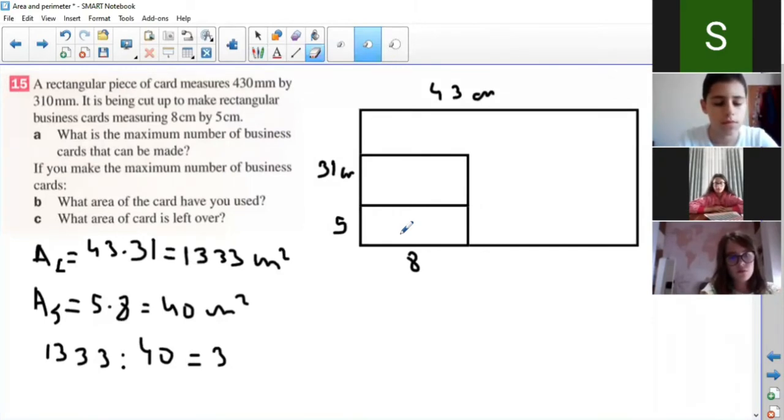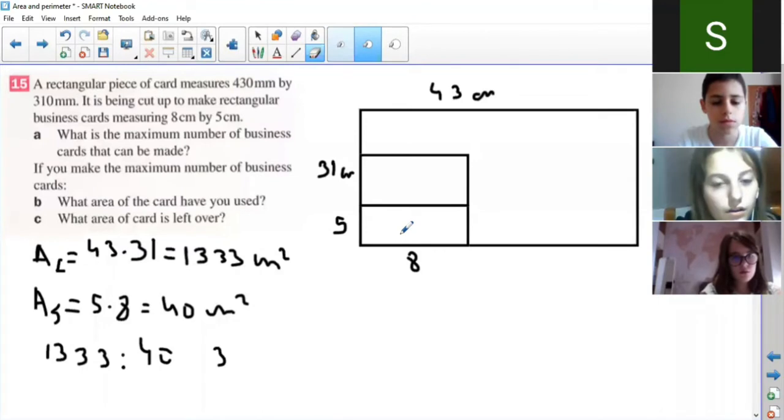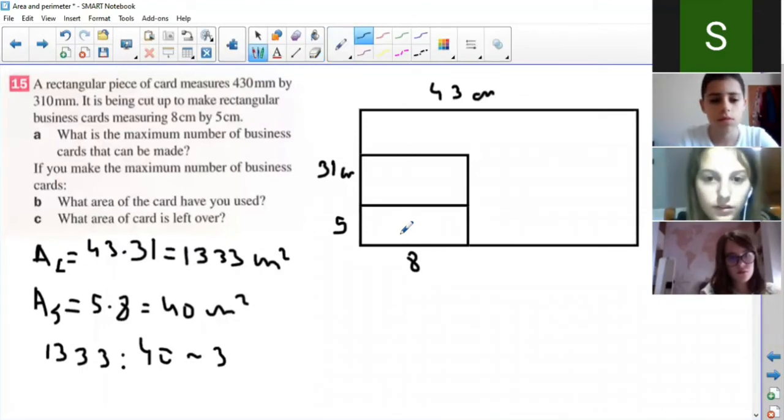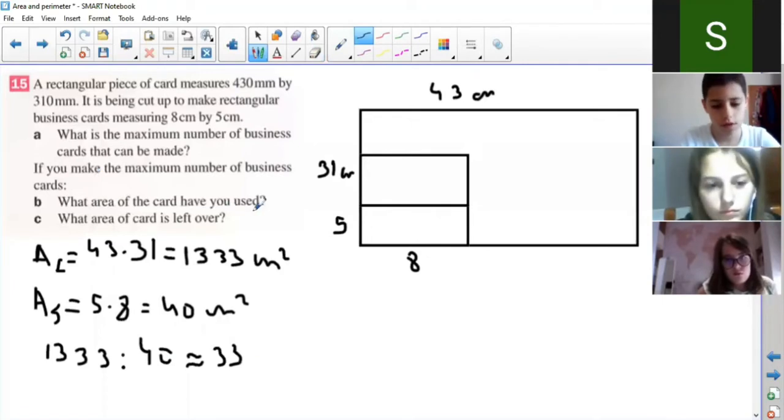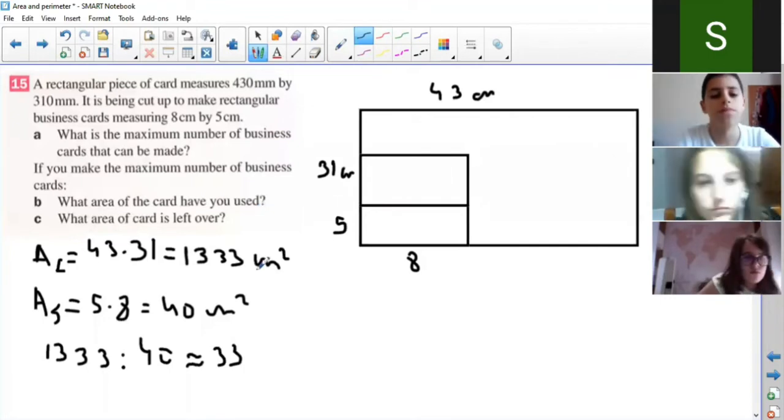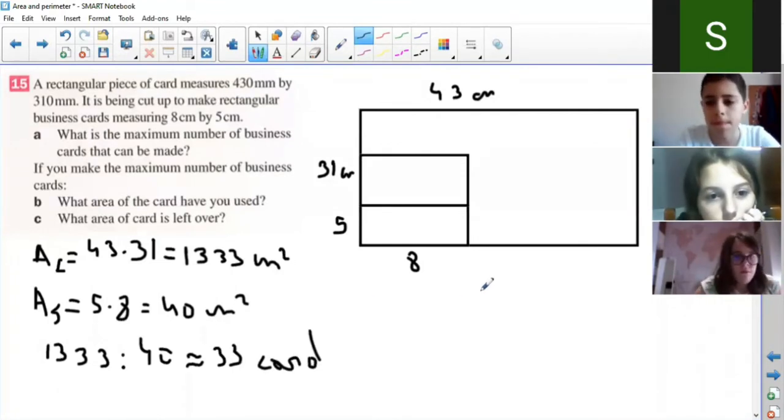Teacher, can we do it also with the decimal point in a problem like this? Because we cannot cut a rectangle which has not the area 40. So in total, in this large area, I can cut 33 cards with area 40 centimeters squared. In total, I will have 33 cards. So this is the maximum number that I can take.